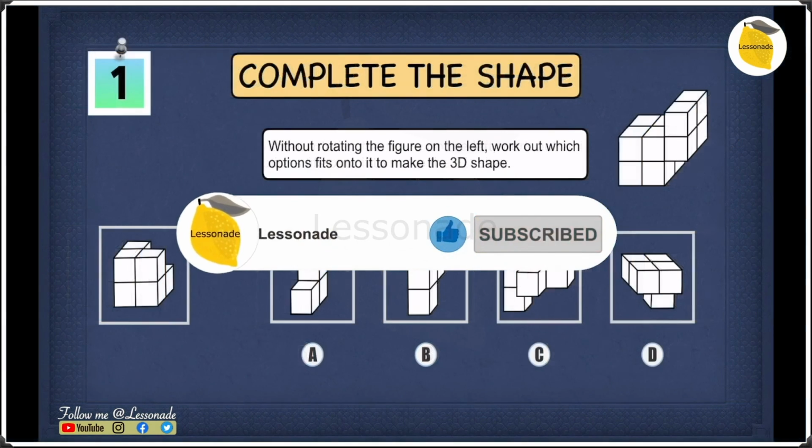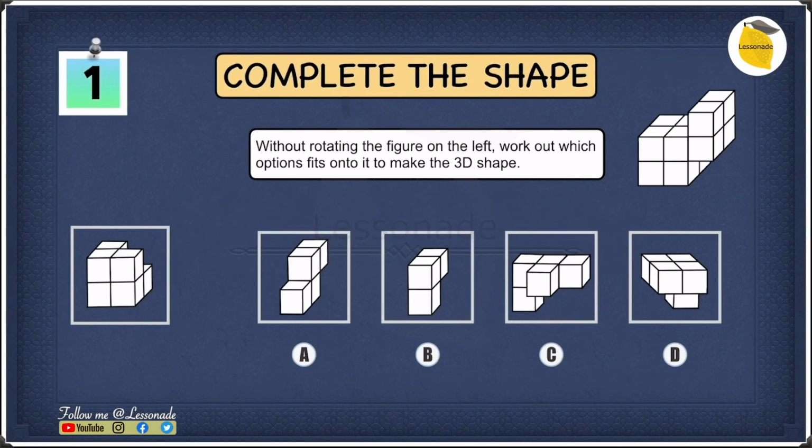Now, let's have a look at a complete the shape example. In these types of examples, we need to find the answer without rotating the figure on the left, work out which option fits onto it to make the 3D shape. In other words, without rotating this figure on the left, we need to work out which one of these options fits into it to make the 3D shape.